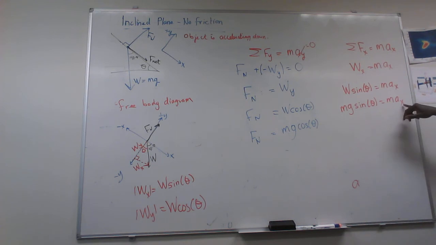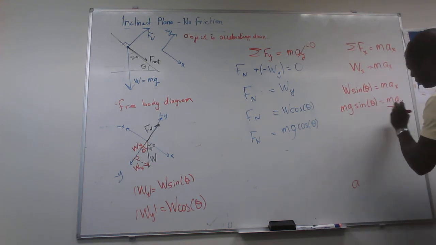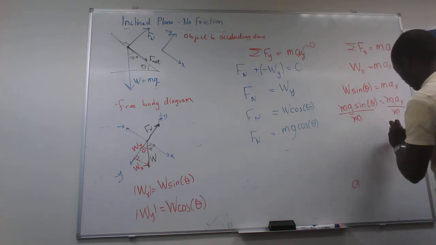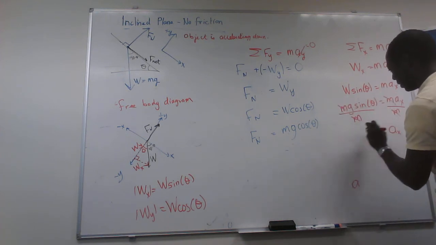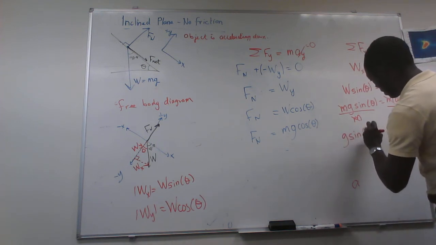So if we want to solve for ax, we can divide both sides by the mass, and we see that the acceleration along the x direction is equal to g times the sine of theta.